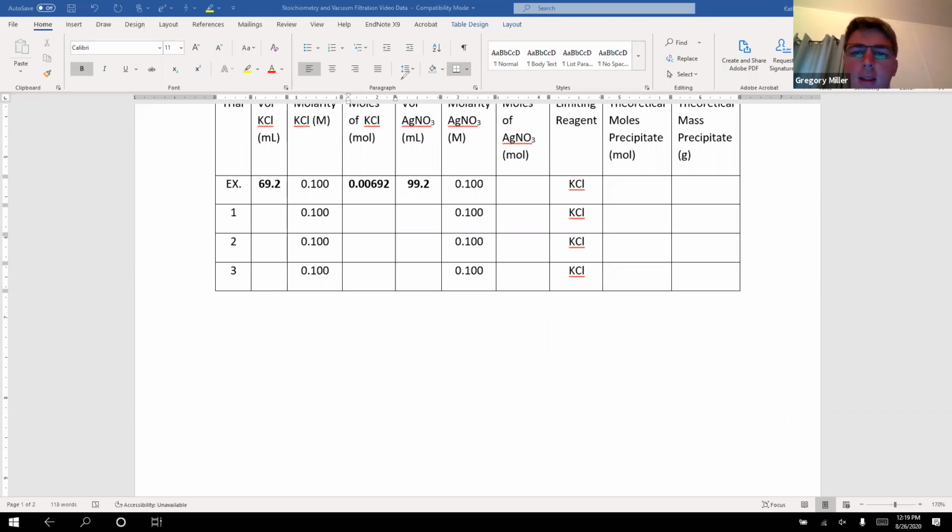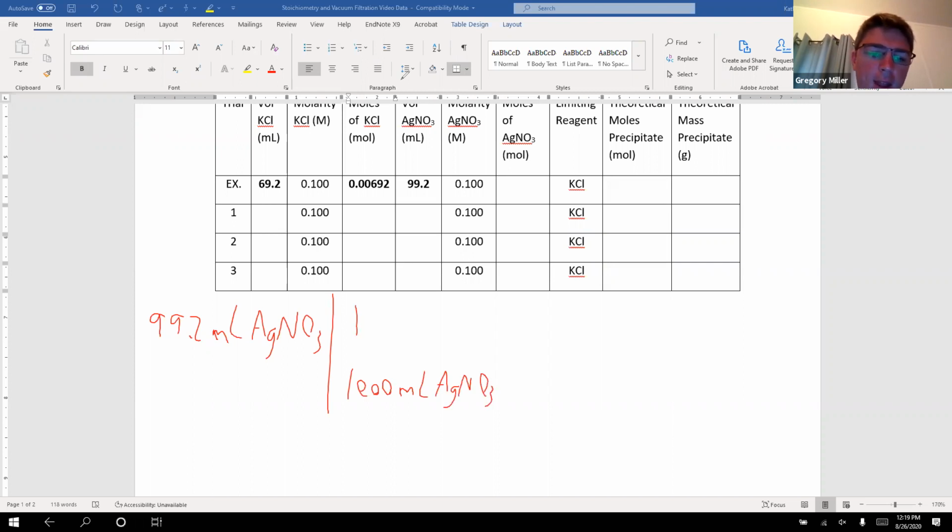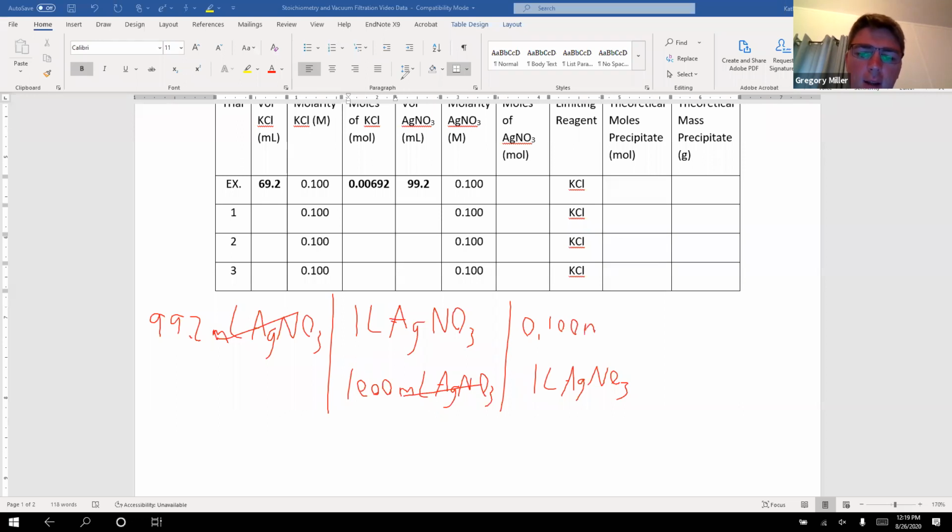We can do the same thing to get moles of AgNO3. Start with the volume we were given. Convert to liters. So the math and the steps are exactly the same, but the units and the chemical labels are what's different. And that's why I always recommend writing those with it, so you have all of the information you need together.